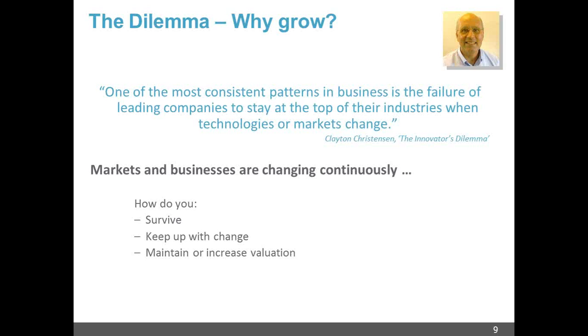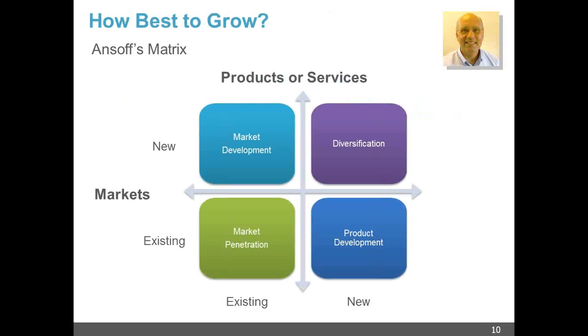The only constant, therefore, is change. So we might ask ourselves the question, how best to grow? Well, fortunately, a Russian-American mathematician by the name of Igor Ansoff applied his work to the world of business and famously created a very useful tool to help us.